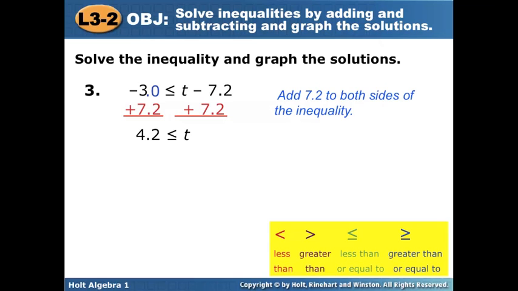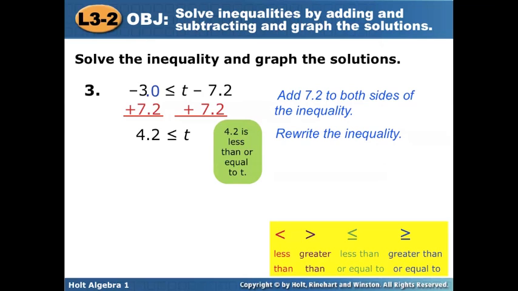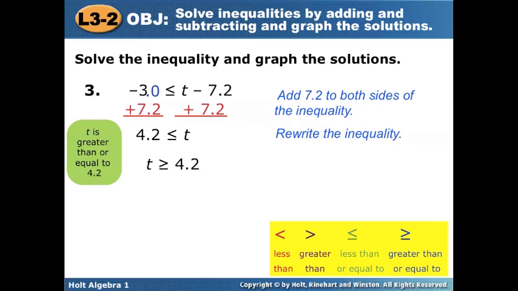In order to write your set notation, your variable must be on the left. So we will need to rewrite the inequality. Here we have that 4.2 is less than or equal to t. So when we rewrite our inequality, it will now say that t is greater than or equal to 4.2. Notice the direction the arrow is pointing. It's pointing at the 4.2 in our original solution.